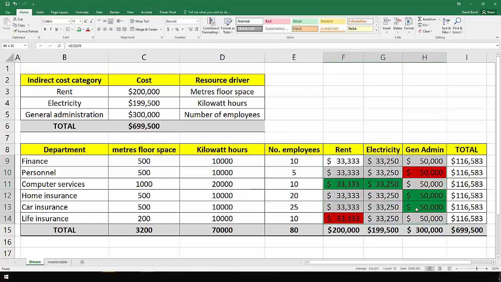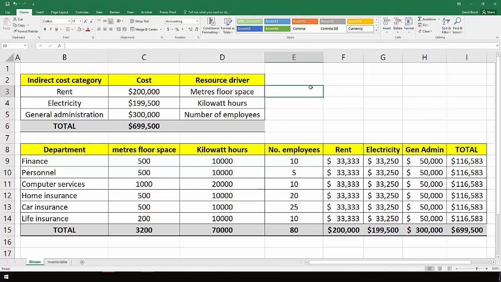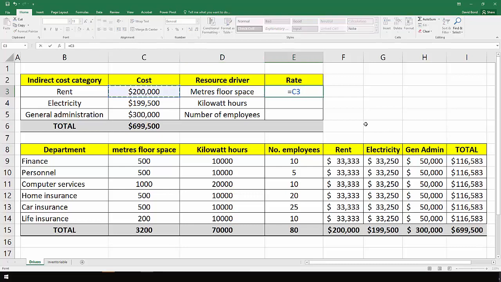So a way we deal with this, I'll just get rid of all the colors. The way we deal with this is to work out, well, what is the cost per resource driver? So we work out the rate. And in this case, the rate is $200,000 of rent over floor space of 3,200. Electricity, 199,500 over 70,000 kilowatt hours. And general administration is 300,000 over 80 employees.